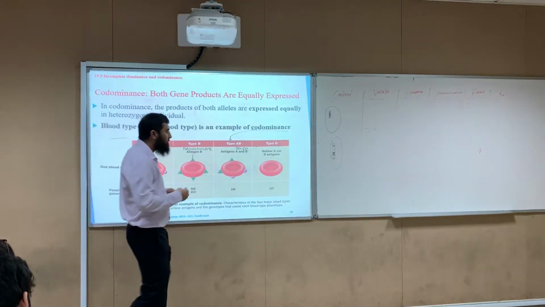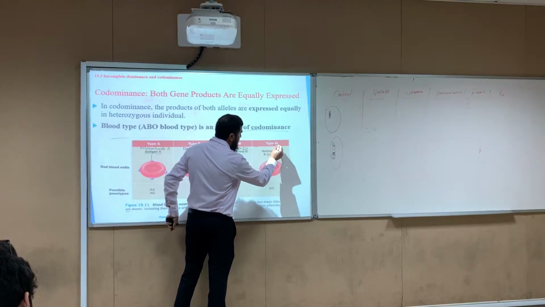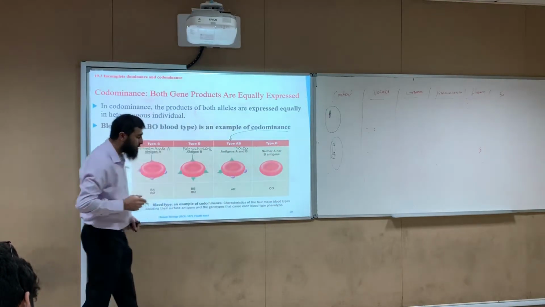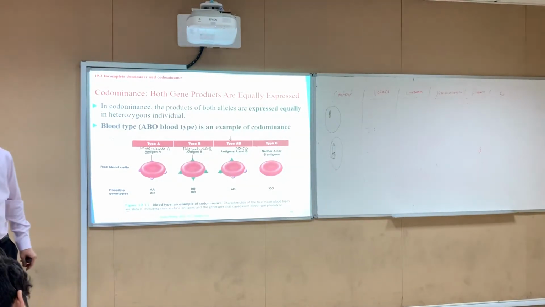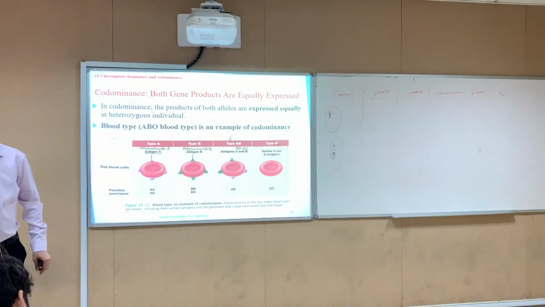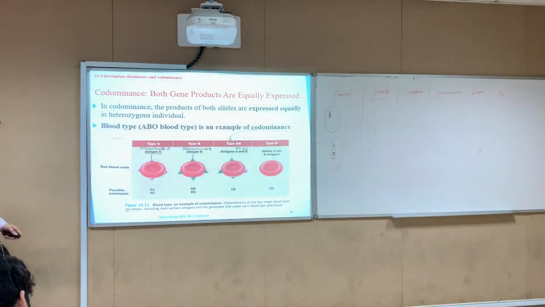And if you don't have any of the polysaccharides, obviously you will end up with O, okay? That means you have no antigens, okay? You don't have the A or B antigen on the surface. Your blood type will be O.